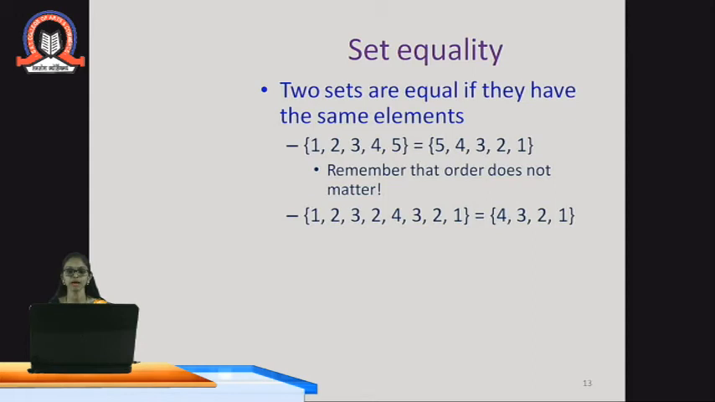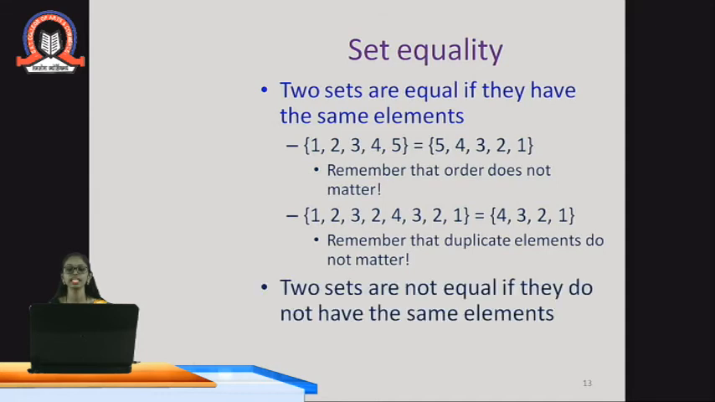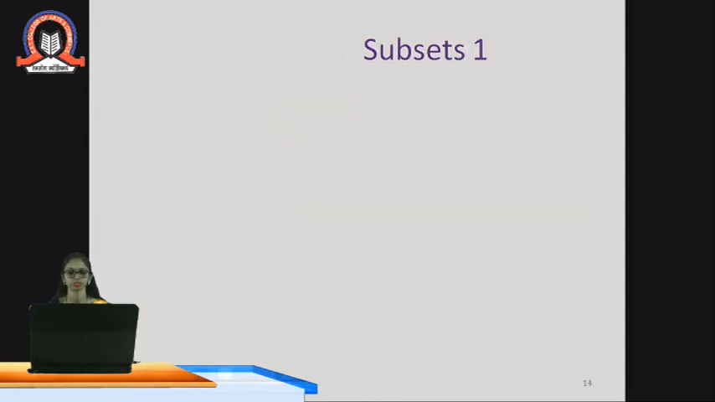Now next example. My first set contains the elements 1, 2, 3, 2, 4, 3, 2, 1 which is equal to 4, 3, 2, 1. Why is it equal? Because duplicate elements do not matter. Two sets are not equal if they do not have the same elements. That is, 1, 2, 3, 4, 5 is not equal to 1, 2, 3, 4.